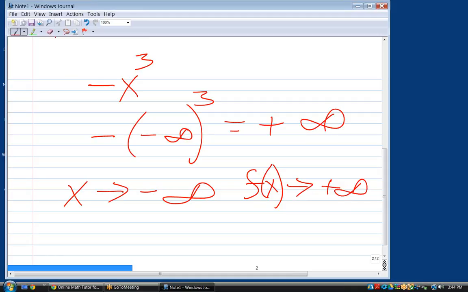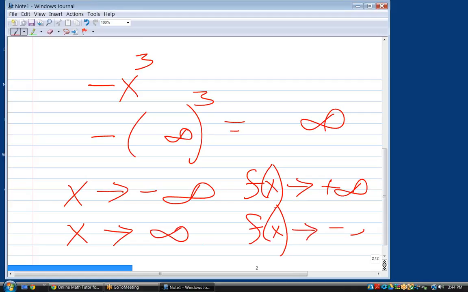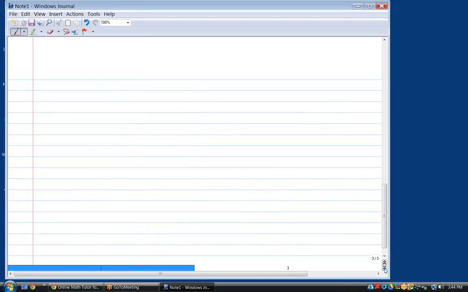What happens as x goes to positive infinity? What's infinity cubed? Just infinity. Okay, what's negative just infinity? Positive, negative. Exactly. So, the end behavior is as x goes to negative infinity, the function goes to positive infinity. As x goes to positive infinity, the function goes to negative infinity.